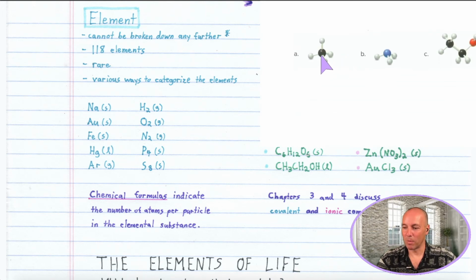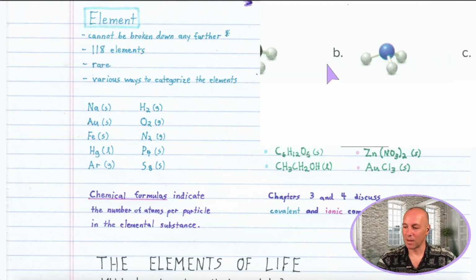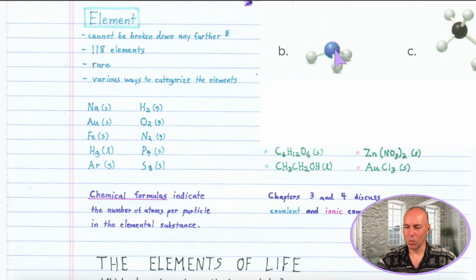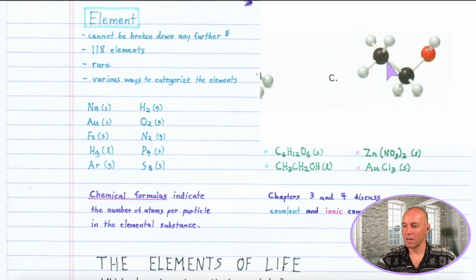So the chemical formula for this would be CH4. That's methane. Now look at the next one. The blue one is nitrogen. So this is NH3, or ammonia. And then this one right here, this is ethanol.